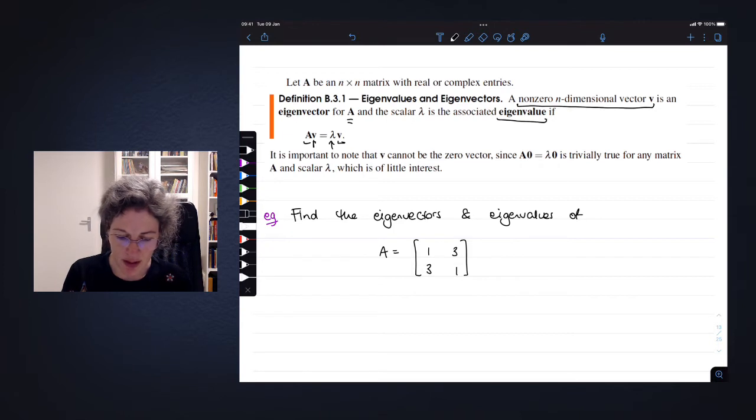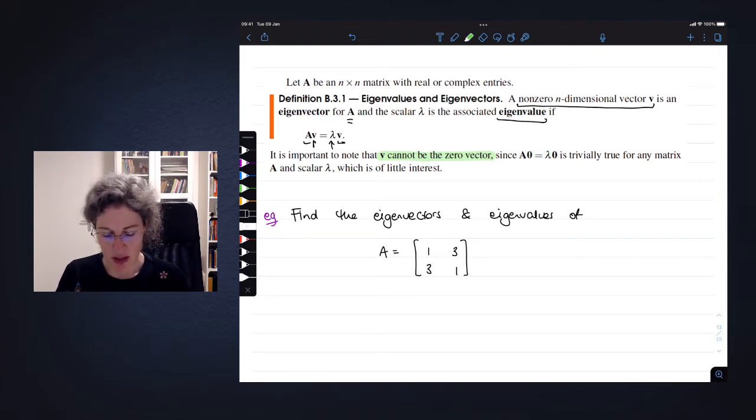A very important thing here, and we're going to use this fact a lot, is that v cannot be the zero vector. Because if v was the zero vector, this is always true, so we wouldn't be doing anything interesting. So we always declare that v is non-zero.